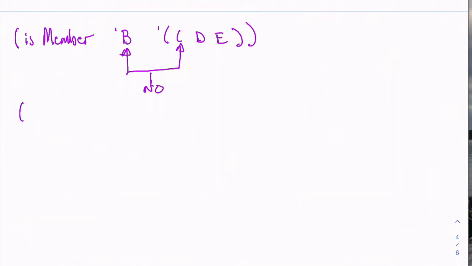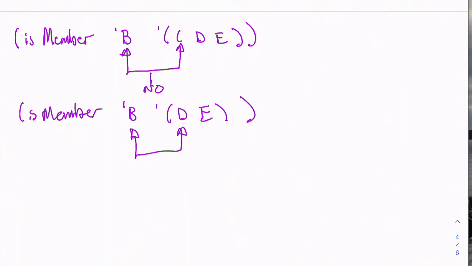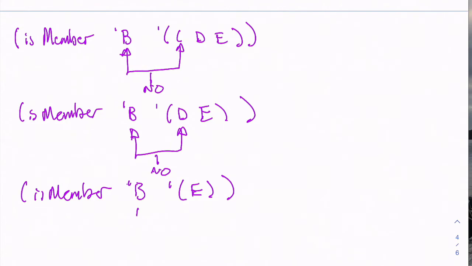So then we're going to do isMember B, and we're going to check it against D, the list D, E. We're going to check these two, and we get a no, they're not equal. So we'll do isMember again. B, E. These two are not equal.